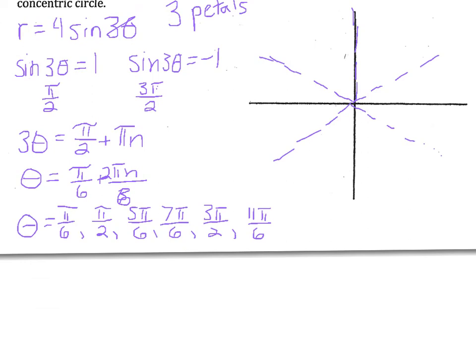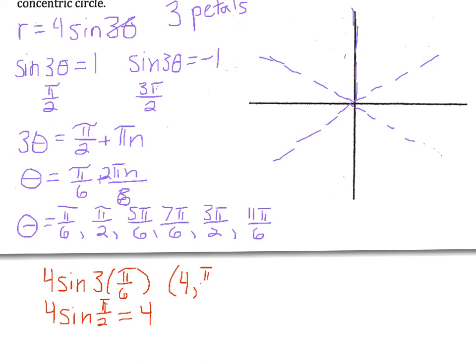So if I plug in pi over 6 to 4 sine 3 theta, I have 4 times the sine of pi over 2. The sine of pi over 2 is 1, and 4 times 1 is 4. So I have a polar coordinate at 4 comma pi over 6. So that is one of our petals.